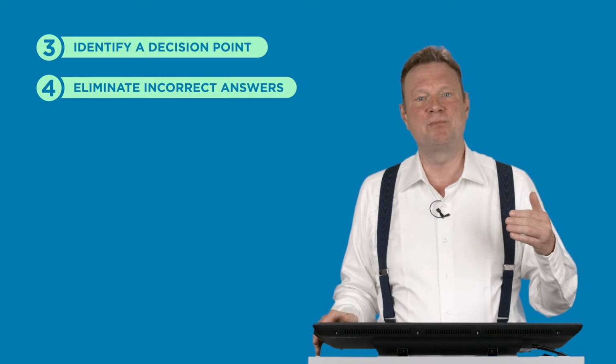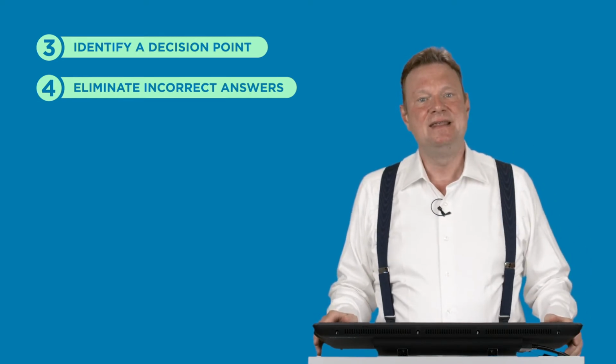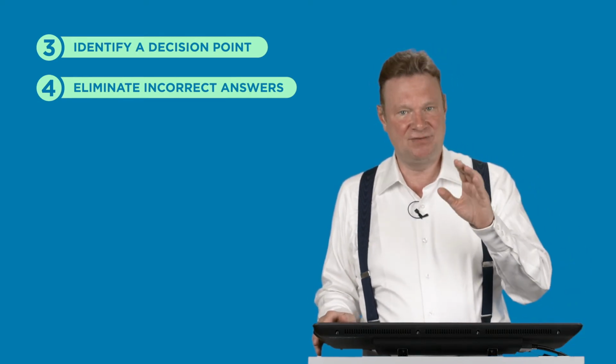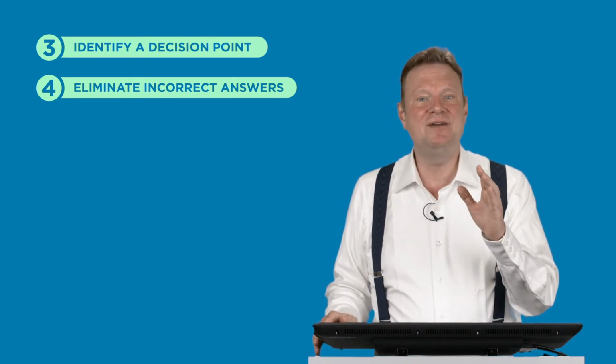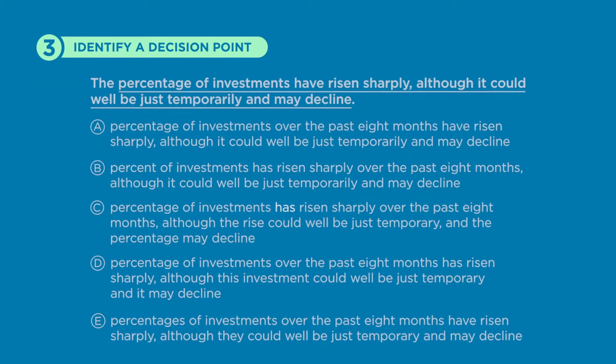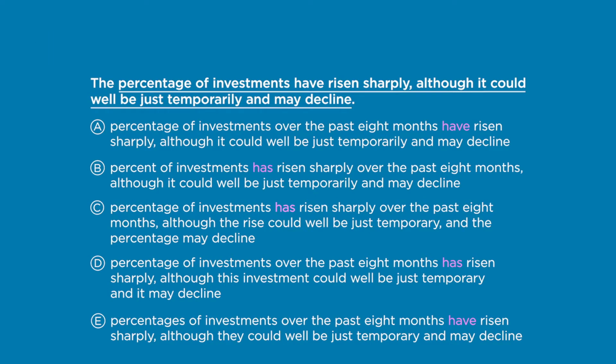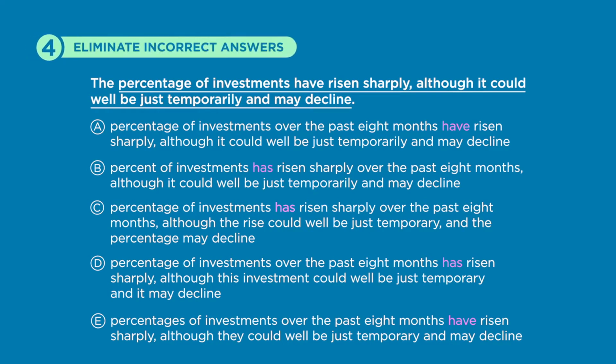We will use our pre-processed sentence. The answers will have some parts we have deleted, but that is okay for the moment. Here again we can see that there's a subject-verb agreement issue. It isn't investments which have risen, it is a percentage which is singular. Therefore, we must use the singular verb has. We can eliminate answers A and E.